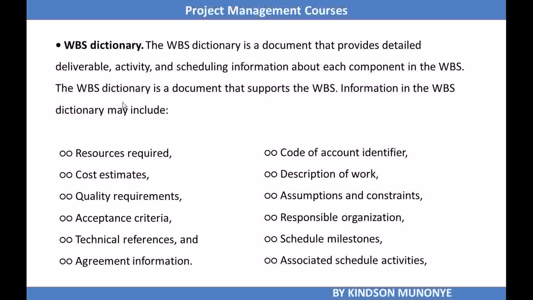Now we also have the work breakdown structure dictionary. That is the WBS dictionary. It's a document that provides detailed deliverable, activity, and scheduling information about each component in the WBS. The WBS dictionary is a document that supports the WBS. Some of the information in the WBS dictionary includes resources required, cost estimates, quality requirements, acceptance criteria, technical references, agreement information, code of account identifier, description of work, assumptions and constraints, responsible organization, schedule milestones, and associated schedule activities.